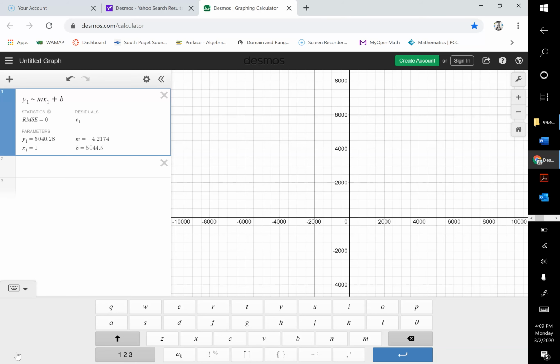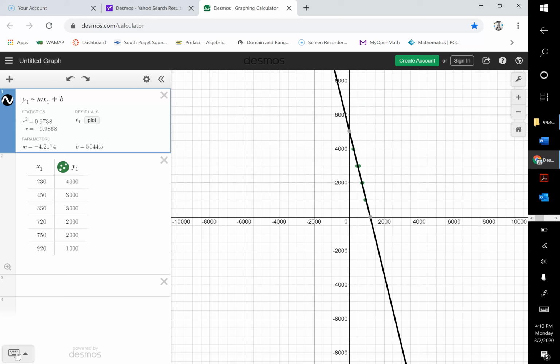Whoops, I just made it all disappear. Let's get it back. Good. Okay. I'm new at this too. So using this system, I used to use one called Graph, but Desmos has a lot of additional functions.